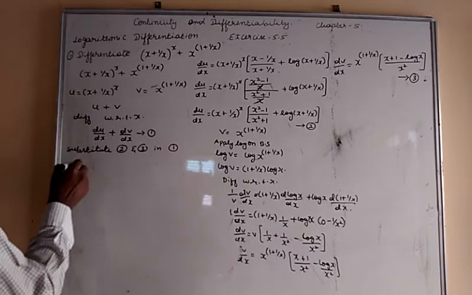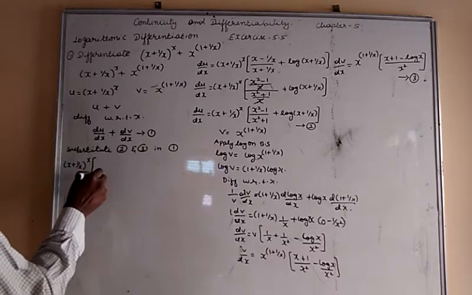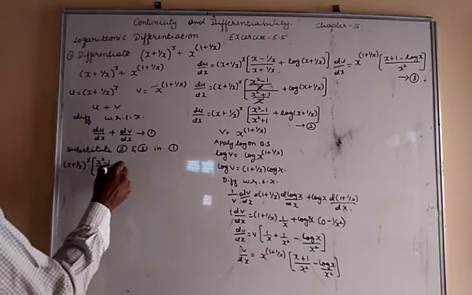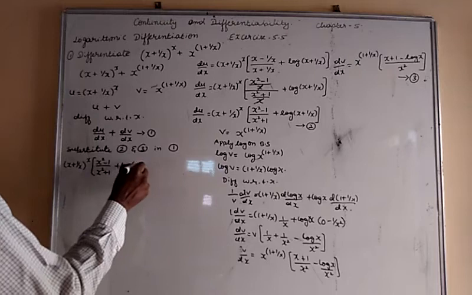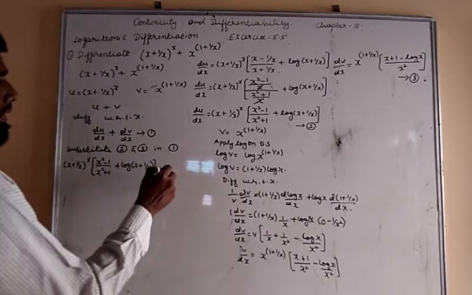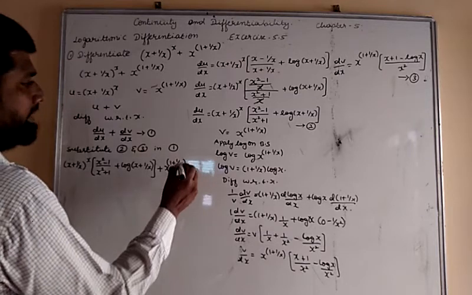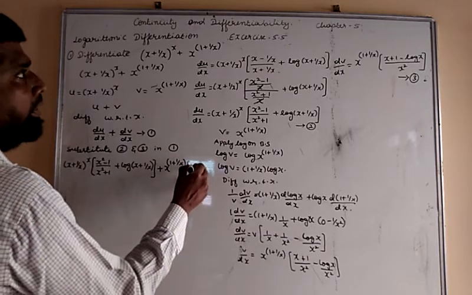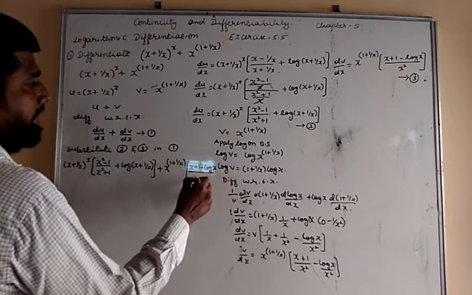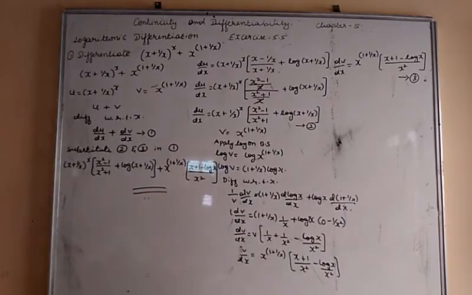The value of 2 is (x plus 1 by x) whole to the power of x, into (x square minus 1 by x square plus 1) plus log of (x plus 1 by x), then plus dv value is x to the power of (1 plus 1 by x) into ((x plus 1) minus log x) by x square. So this is the answer. Okay.